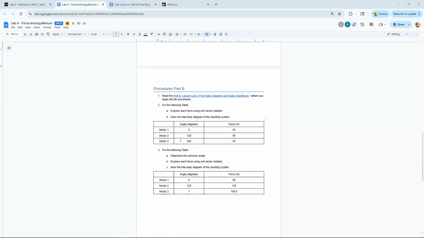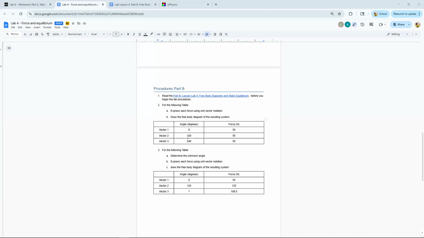And then for part B, as you can see here, there are some tables given. And for the first one, what you need to do is just express each force using unit vector notation. If you look at the first row, you can see vector 1 has a specific angle given to us, and also the magnitude of that. The type of vector in this lab is force, so the unit of that is newtons in SI. So as an example, vector 1 has a magnitude of 55 newtons and the angle is 0. This angle is the angle from the positive x-axis.